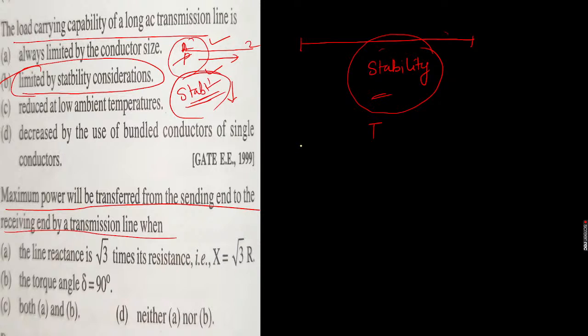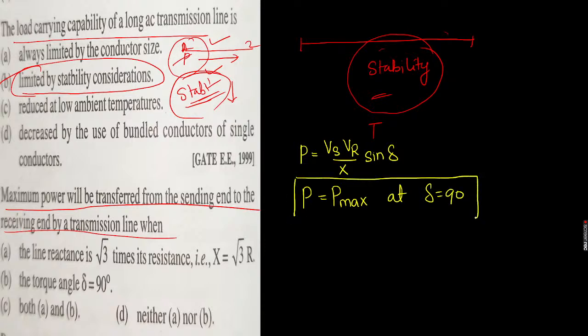First of all, what is the formula to obtain the power? We are using the standard formula: sending end voltage into receiving end voltage upon reactance X into sine delta. This power is going to be maximum when the value of delta becomes 90 degrees, because the value of sine delta equals 1. That is the first condition. There will be one more condition.